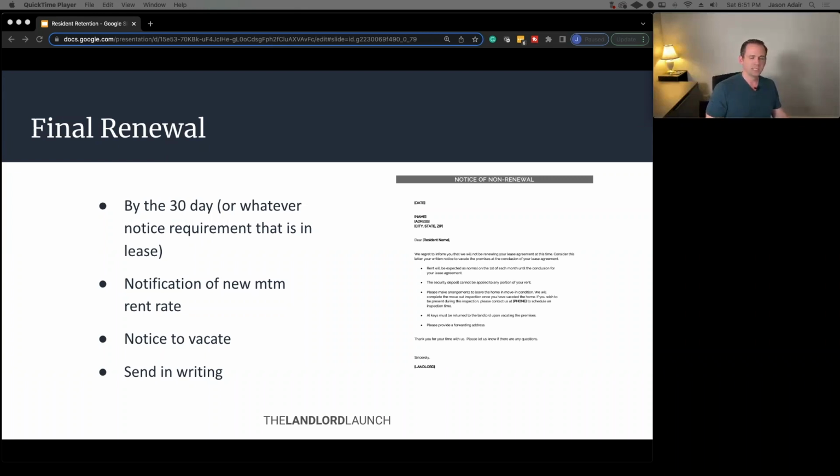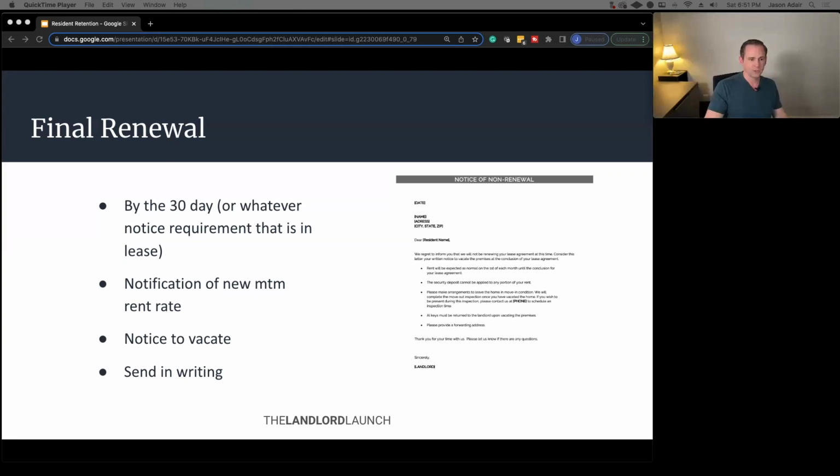But if you don't want them to stick around, if you don't want them to do a month-to-month, if that's not okay with you, just give them the notice of non-renewal and try to get them out of there. Try to pre-lease it, do all those types of things. And then that one's definitely in writing. You may even want to post or email or certify, maybe. Kind of depends on the relationship with the tenant.